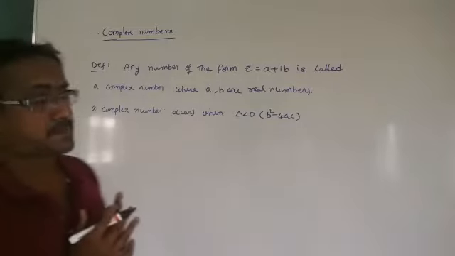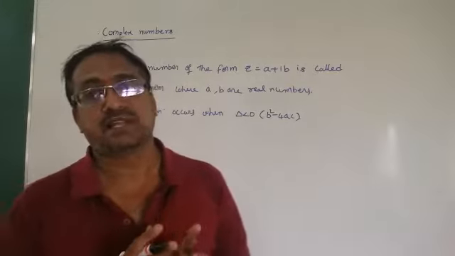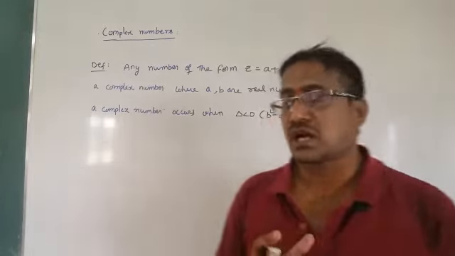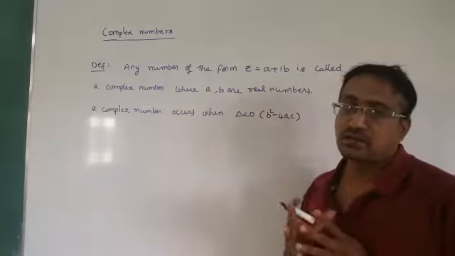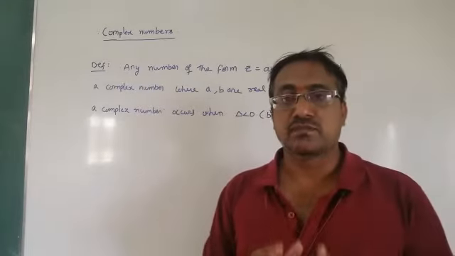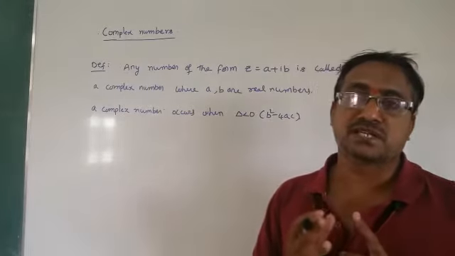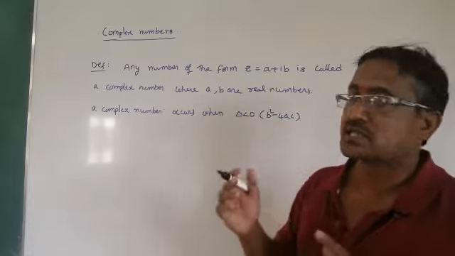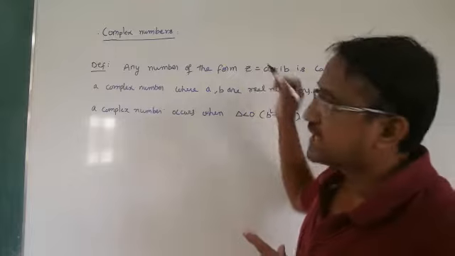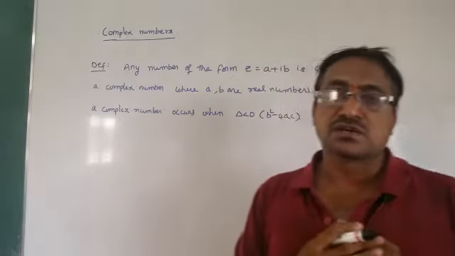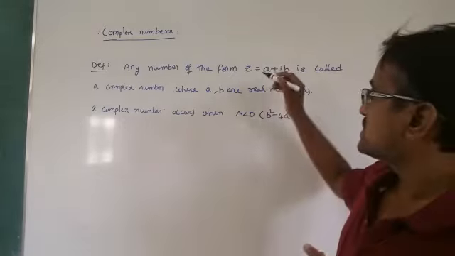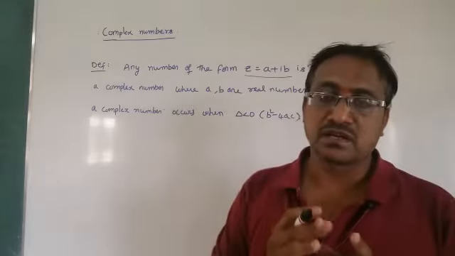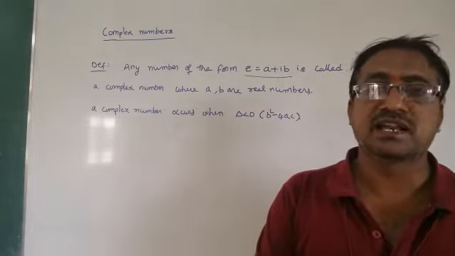Now see this, the definition of a complex number. Any number of the form a plus ib is called a complex number. In general, complex numbers are denoted with the capital letter Z. So a complex number is always of this form a plus ib, where both a and b are real numbers.